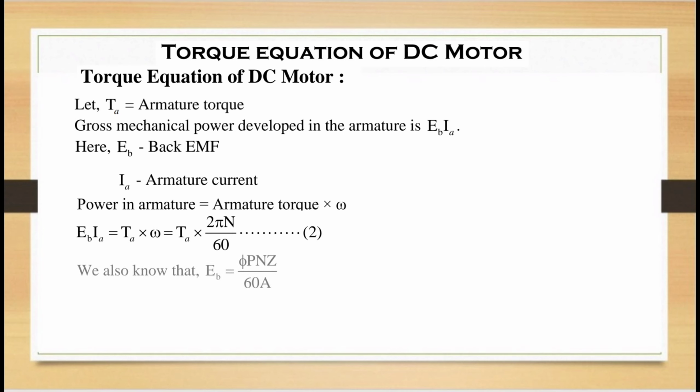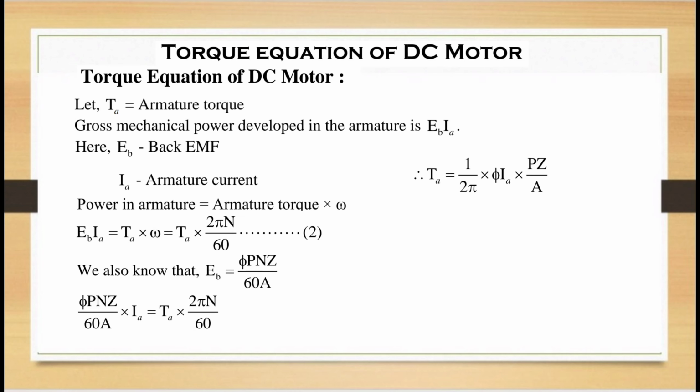We also know that back EMF EB equals ΦZNP by 60A. Therefore equation 2 becomes ΦZNP by 60A into IA, which equals TA into 2 pi n by 60. Therefore TA equals 1 by 2 pi into Φ into IA into PZ by A. After simplification we will get TA equals 0.159 into Φ IA PZ whole divided by A Newton meter. This is the torque equation of DC motor.